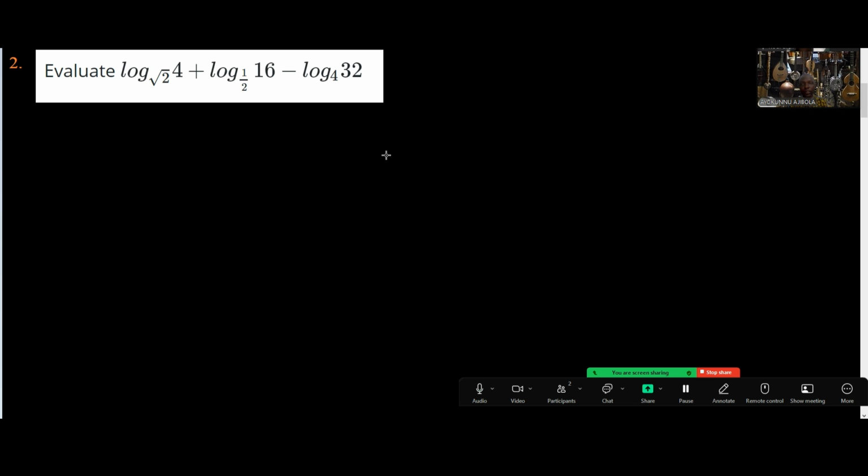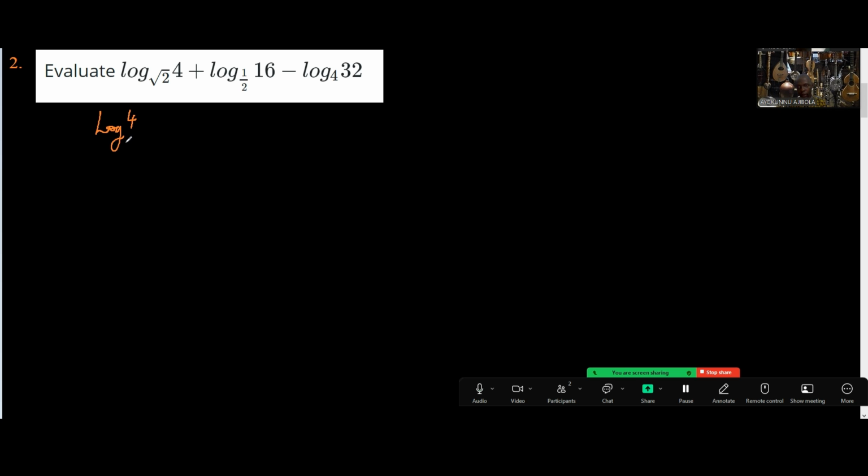Do they all have the same base? No. The base of the first one is root 2. The base of the second one is half. The base of the third one is 4. So we can see that all of those numbers can be regarded as 2. How do we change them to 2? That's what we want to look at.